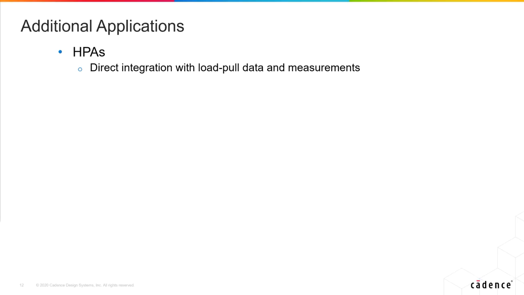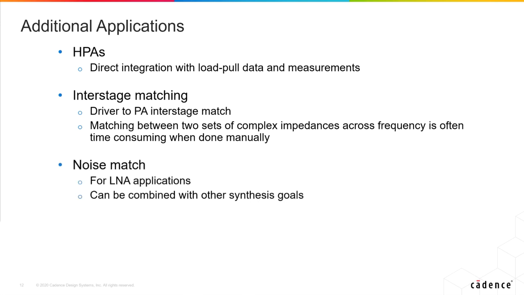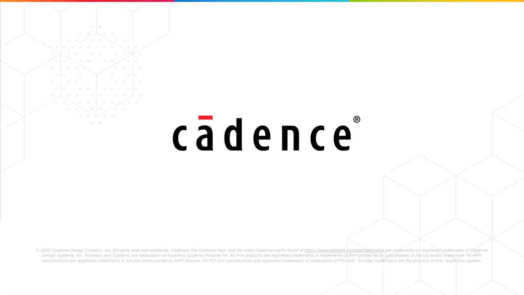We do not only, of course, conjugate matching, but we do integrate directly with load pull data. It's a big advantage for PA designers. I mentioned before that interstage matching is supported, noise matching is supported, and a direct Smith chart impedance target matching is supported. And now for all of those you can use, again, vendor library components with each of these.